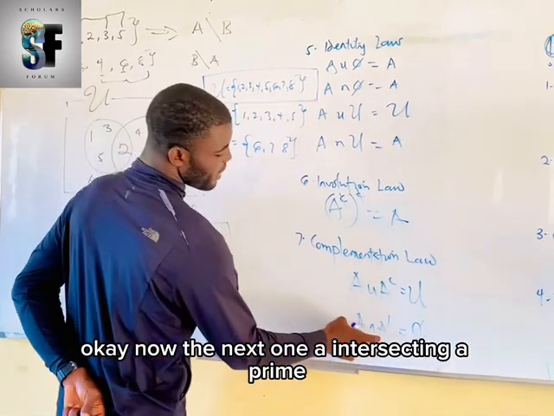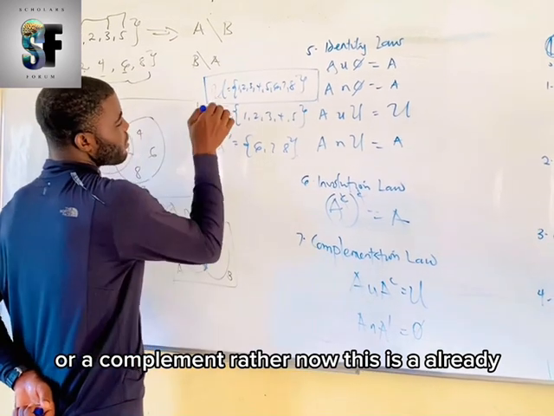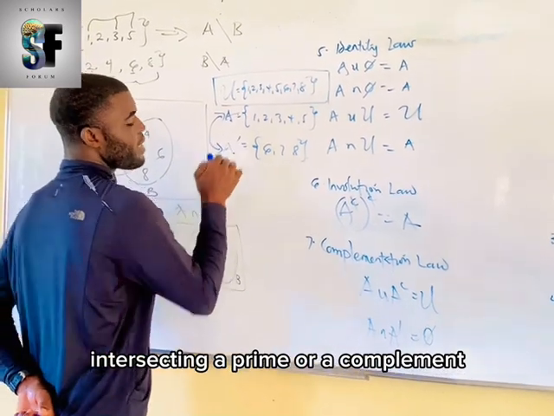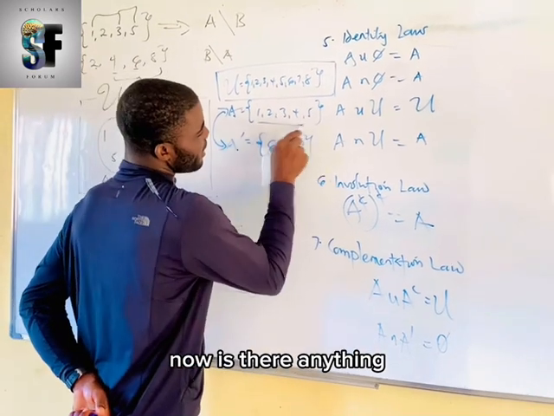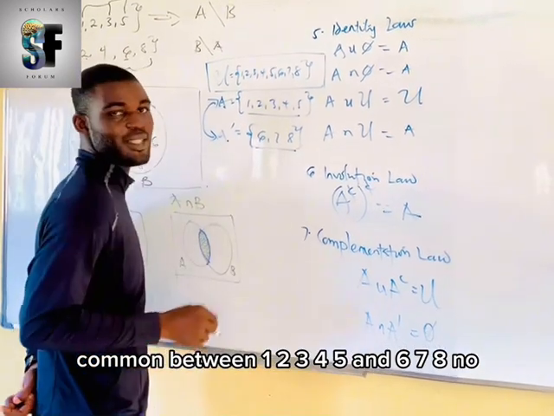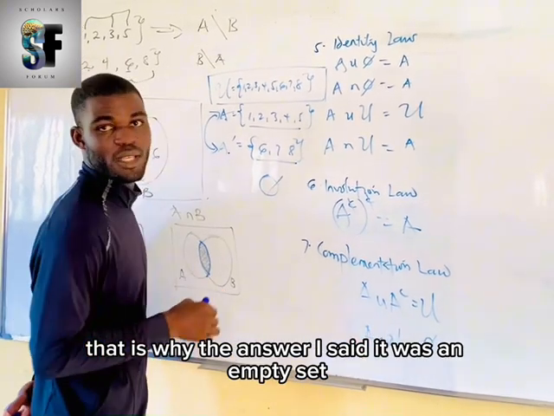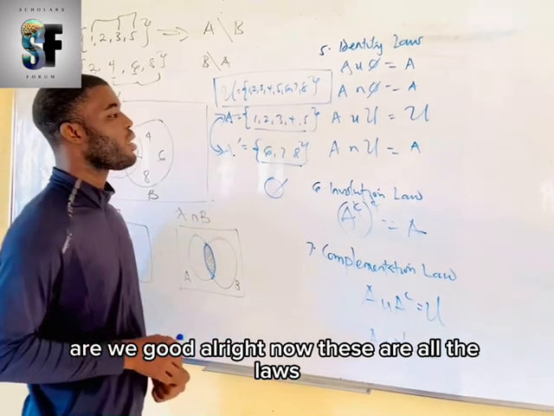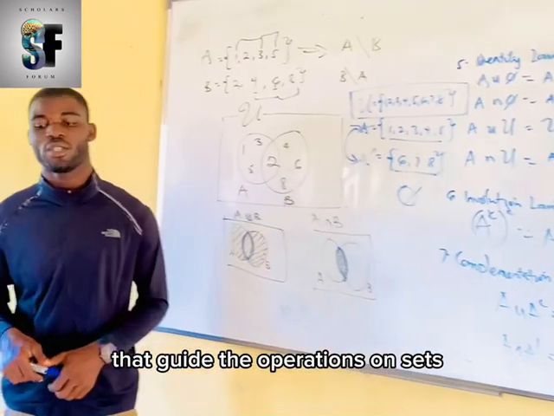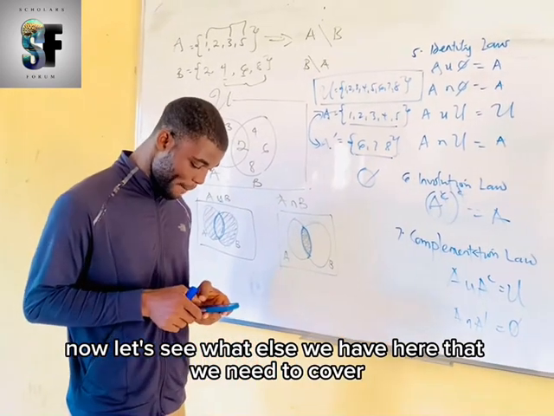Okay? Now the next one, A intersecting A prime, or A complement rather. Now, this is A already, intersecting A complement. Is there anything common between 1, 2, 3, 4, 5, and 6, 7, 8? No. That is why the answer is an empty set. Are we good? Alright, now these are all the laws that guide the operations on sets. Now let's see what else we have here that we need to cover.